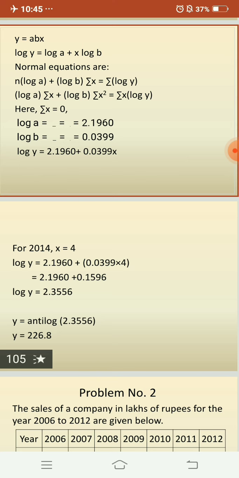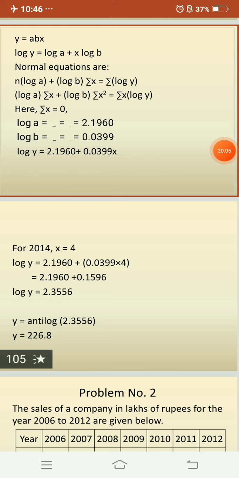It will automatically become the anti-log. If you have a scientific calculator, press the shift log button and you automatically get the anti-log. Otherwise, you need to calculate the anti-log by using the logarithm book. Here the anti-log of 2.3556 equals how much? 226.8. Here you get the estimated value in the year 2014.